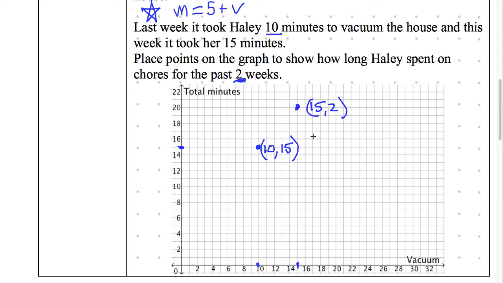Those 2 points represent how long it took to vacuum in the X direction, or in the vacuum direction, and how many minutes total it took for chores.